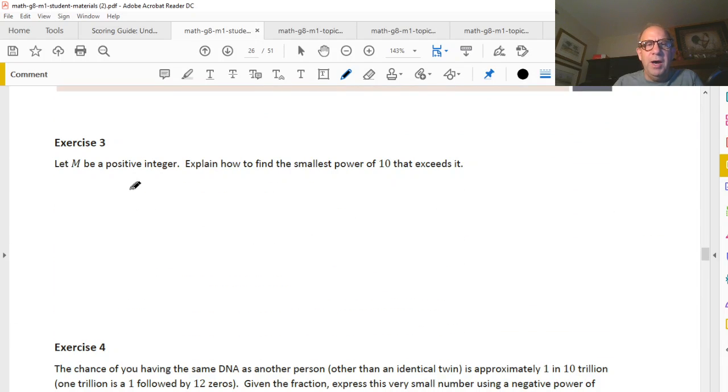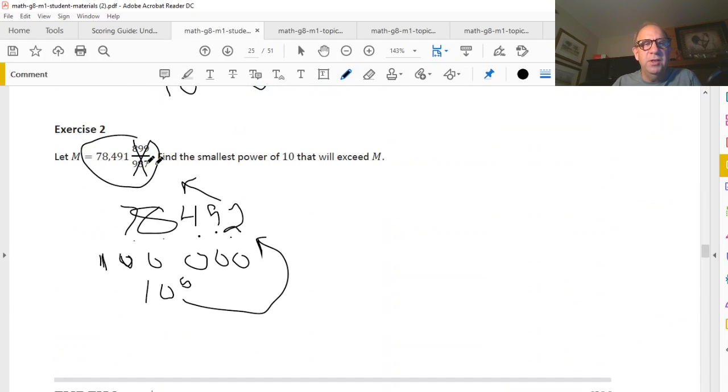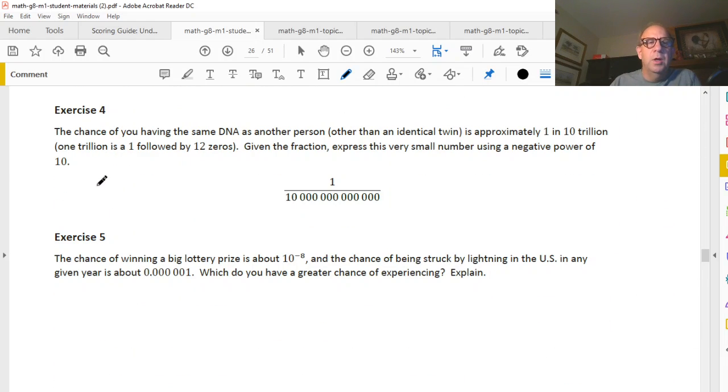So if we have a positive integer, how do we find the smallest power of 10 that exceeds it? What did we just say? We just count up the number of digits, the place values in your number, and that's your exponent. Okay. So now we're going to do the same with a small number.